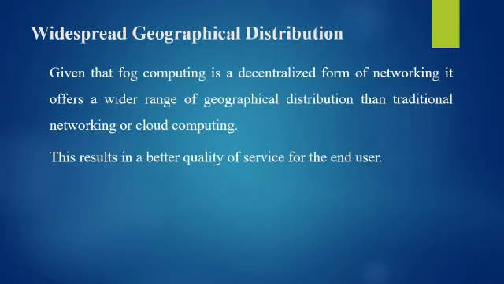The fourth one is widespread geographical distribution. Given that fog computing is a decentralized form of networking, it offers a wider range of geographical distribution than traditional networking or cloud computing. This results in a better quality of service for the end user. As we saw in the diagram, the end users are mobile phones, PCs, vehicles, and so on.